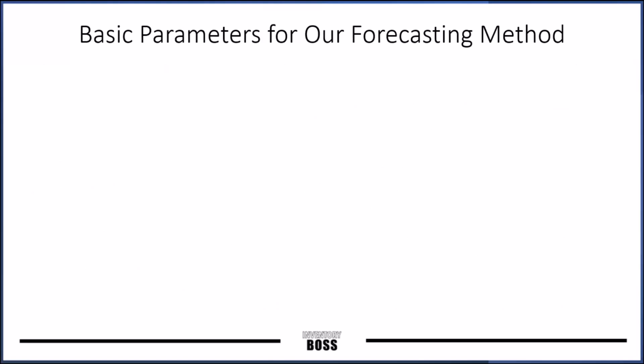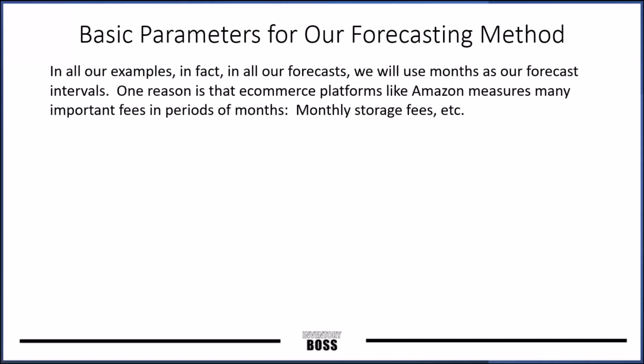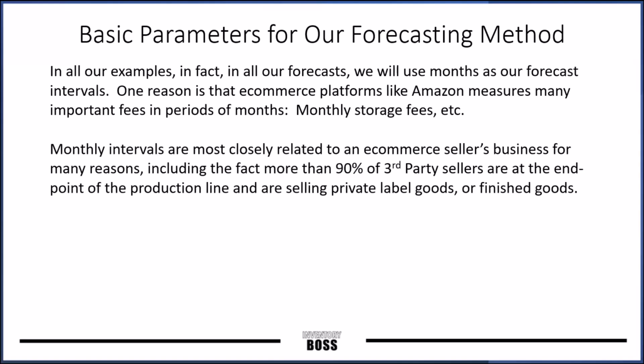Now, before we get into any of the math, I want to go over some basic parameters of our forecasting method. In all of our examples, in fact, all of our forecasts, we're going to use months as our forecast intervals. One reason is that e-commerce platforms like Amazon measure many of their fees in periods of months, monthly storage fees, etc. And so that's what we're going to use. It makes forecasting a lot easier and far more consistent over time. Monthly intervals are also most closely related to an e-commerce seller's business for many reasons, including the fact that 90% of us are third-party sellers.